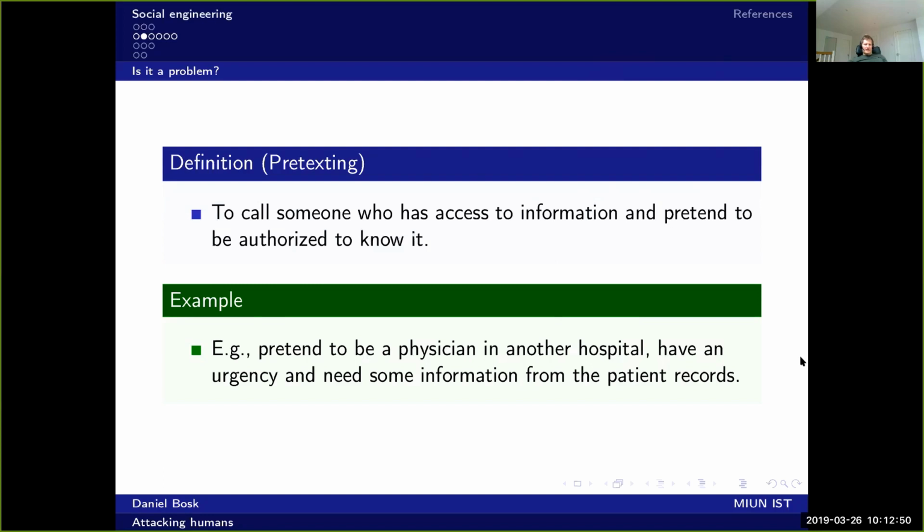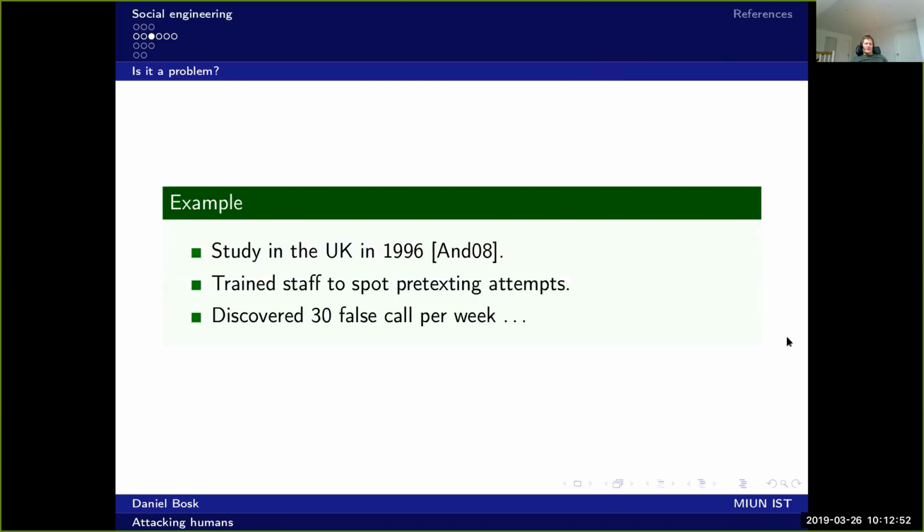And there is a study from '96 made by Anderson in the UK, and basically they trained staff at the hospital to spot pretexting attempts. And now they only trained staff at one place, and not the entire hospital, but a particular place in the hospital. And after that, they actually discovered 30 false calls per week, which is quite a lot. And this was back in '96.